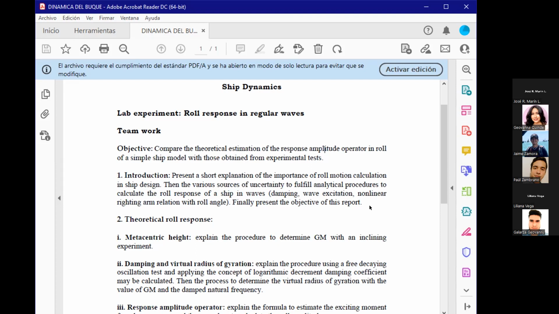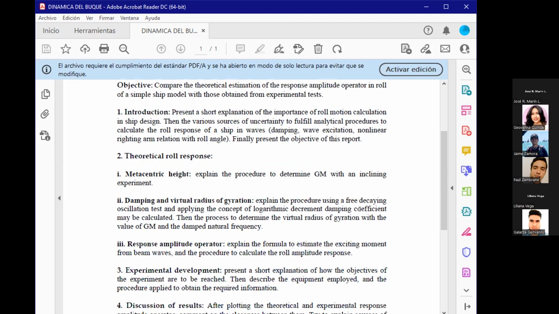Go on, please. Introduction. Present a short explanation of the importance of roll motion calculation in ship design. Why do you think it is important to calculate this? Go on.